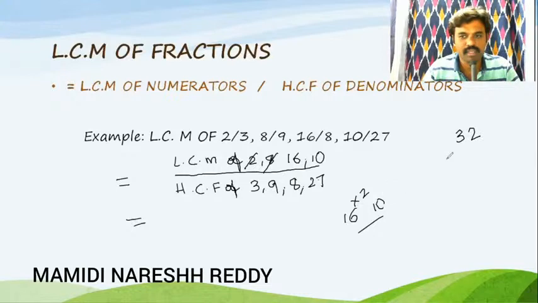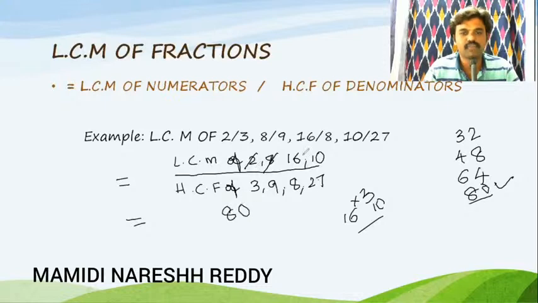And let us take 3 now. 16 threes are 48. 48 is not a multiple of 10. And 16 fours are 64. It is also not a multiple of 10. Now 16 fives are 80. Now 80 is a multiple of 10. So it is the least common multiple of 16 and 10. So that would be the answer of LCM of all the numerators. We can check it now.